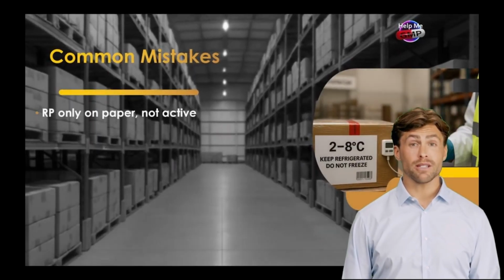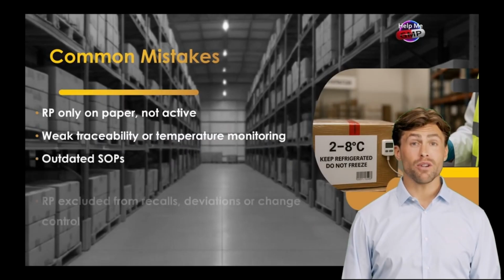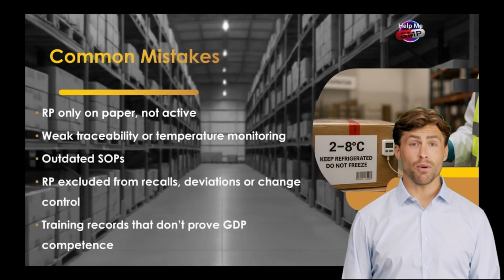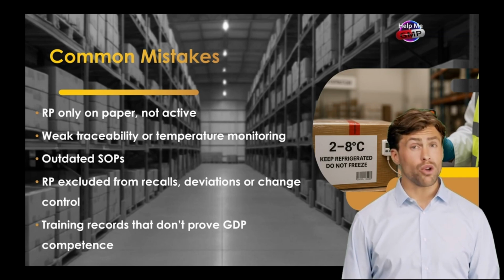What are the common mistakes companies make? The RP is on the license but not involved in day-to-day operations. No robust traceability or temperature monitoring system. SOPs are out of date, or don't align with GDP. The RP is left out of deviations, recalls, or change control. Training records don't demonstrate ongoing GDP competence. All of these raise red flags for inspectors and put the WDA at risk. The RP needs real authority, visibility, and empowerment.